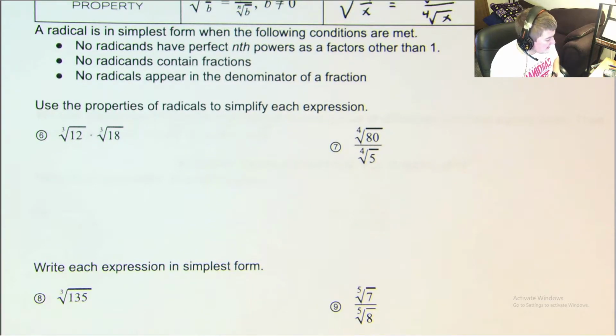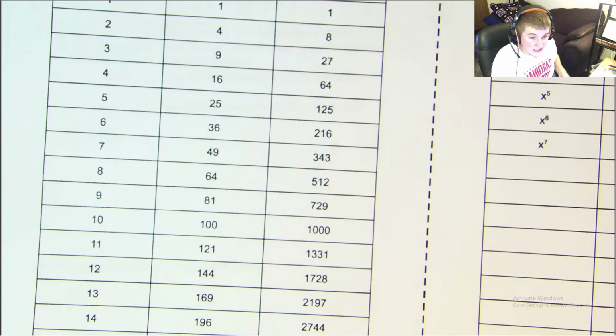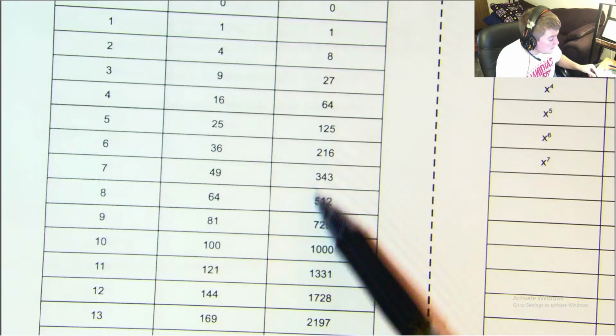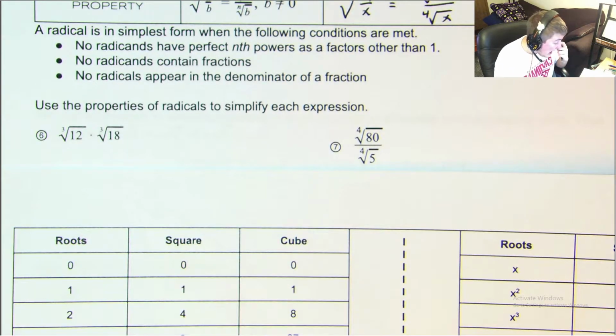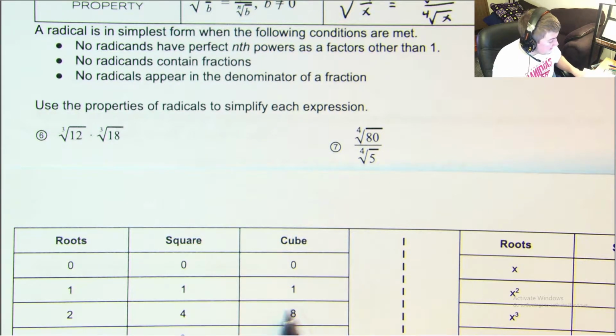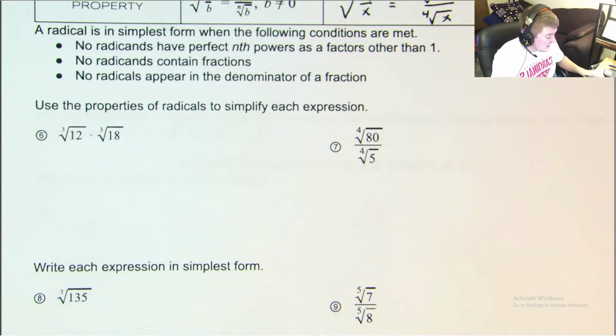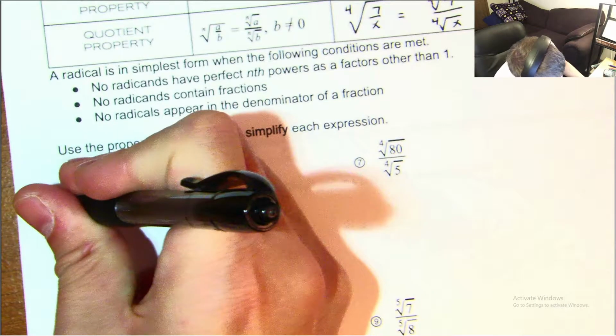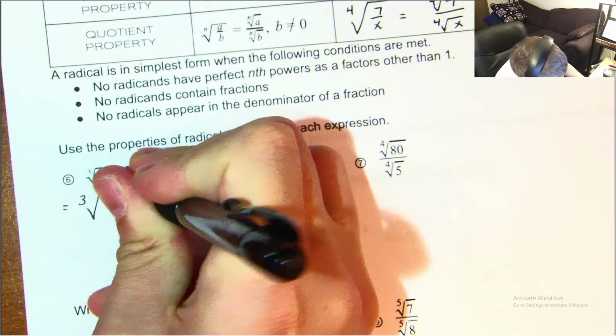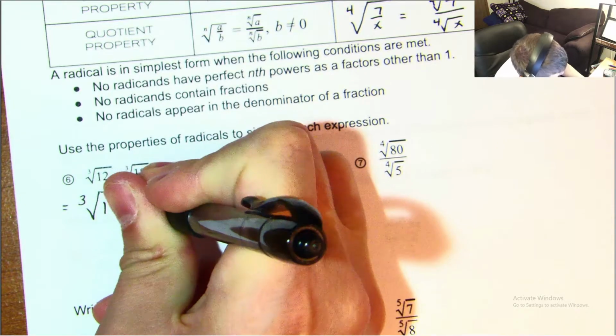Okay, so as I'm looking at number 6, we have the third root of 12 times the third root of 18. As I'm looking at my perfect cubes, I need to identify whether any of these perfect cubes divide evenly out of each of these. And it looks like no, right? Because our first one of any significance is 8, and 8 doesn't divide into 12, and 8 doesn't divide into 18. So we can go ahead and condense this down into the third root of 12 times 18.